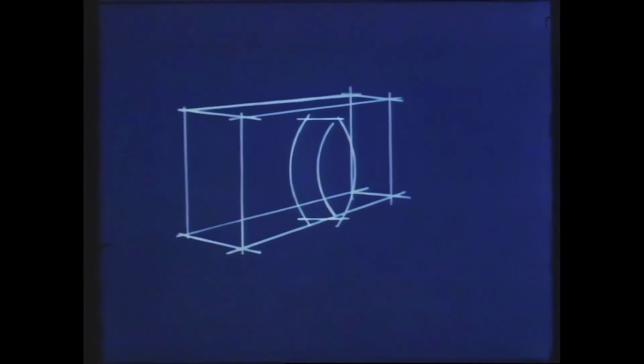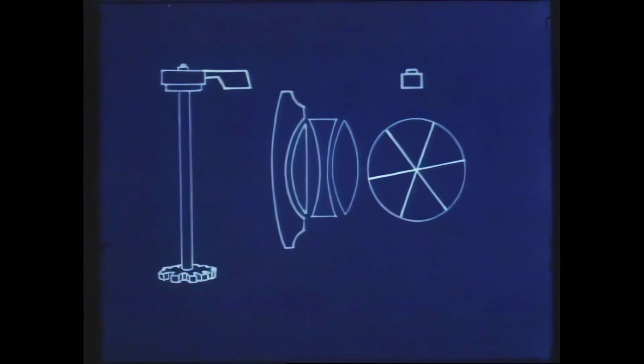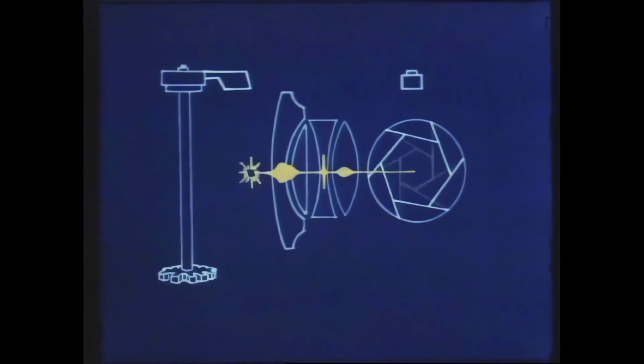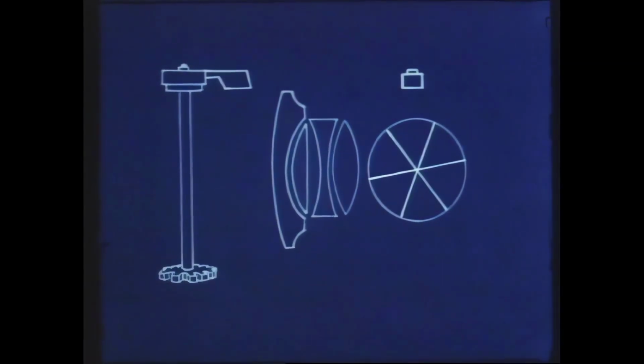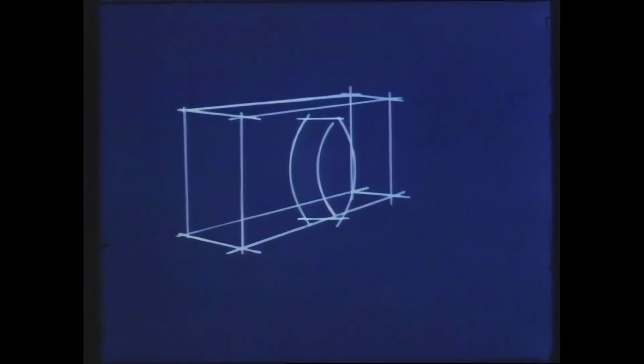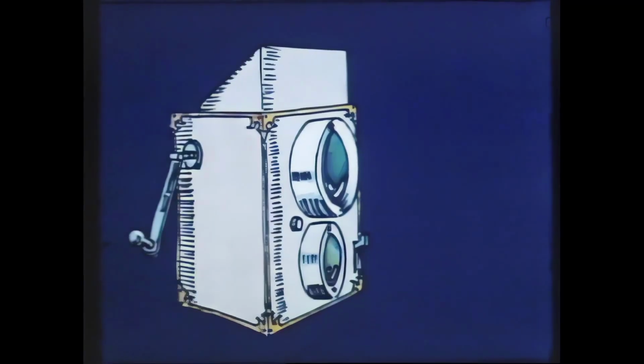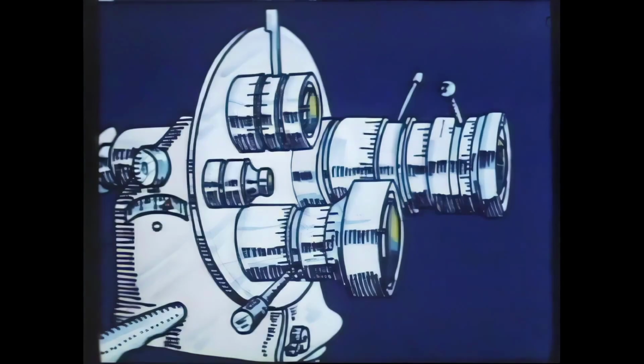But really, there's nothing magical about a camera. It's simply a precise instrument with a few basic parts that operates on some simple principles. Let's clear up one point right away. Cameras come in many shapes and sizes, but they all operate on the same basic principles.